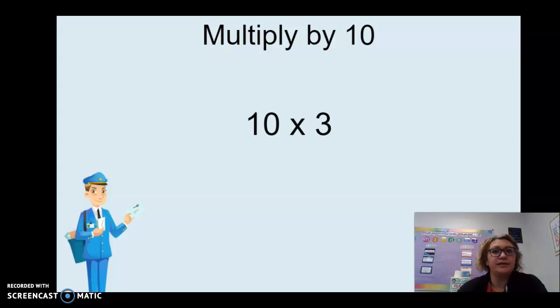10 times 3, think. The whole problem would be 10 times 3 equals 30. 10 times 8. 8 and a 0 make 80. 10 times 8 equals 80. All right, one more. 10 times 5. A 5 and a 0 make 50, so 10 times 5 equals 50.